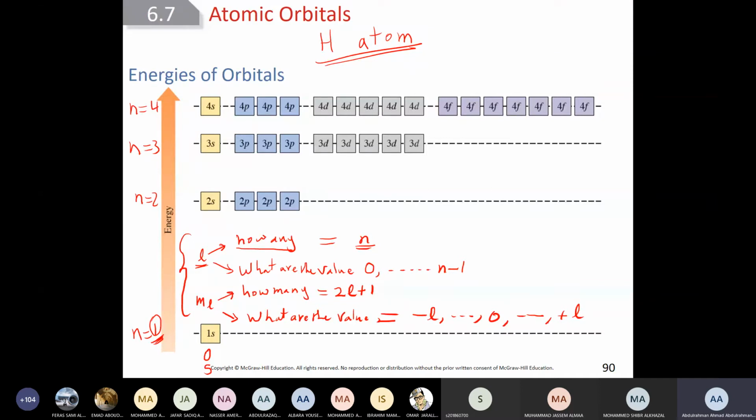So N is equal to 1. How many ml? If the value of L is 0, then 2L plus 1 is 1. So there is only 1. What's the value? 0. Good.